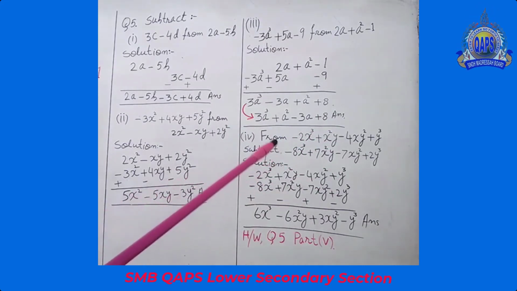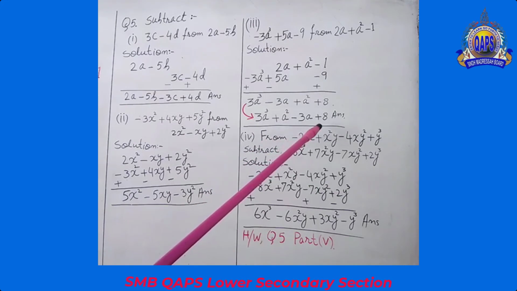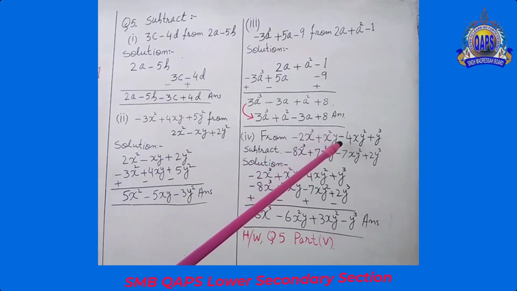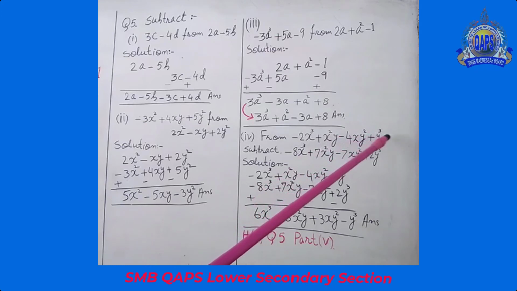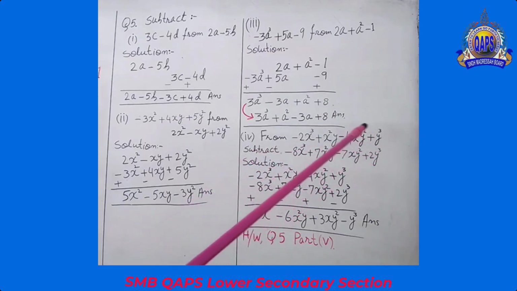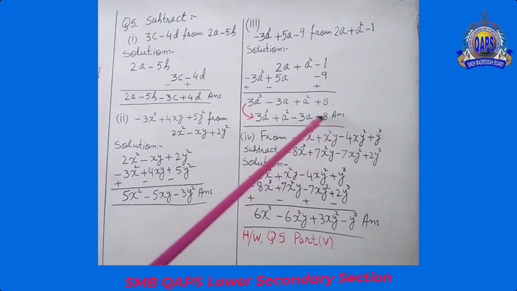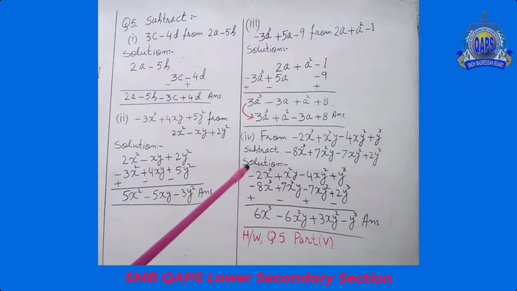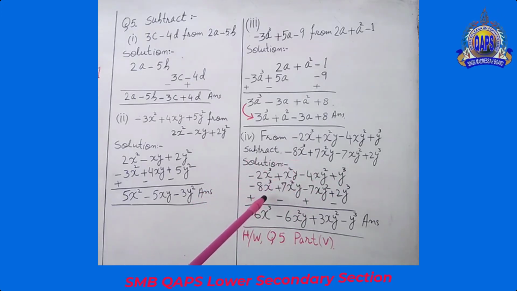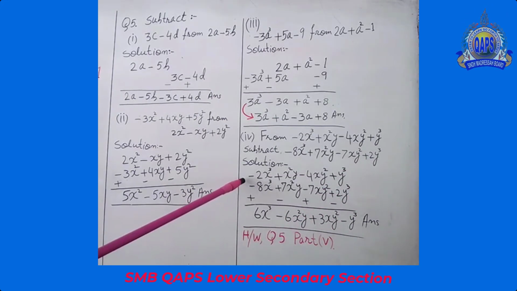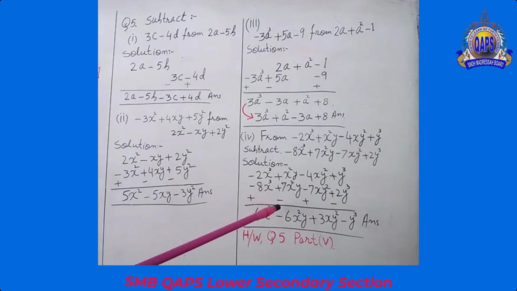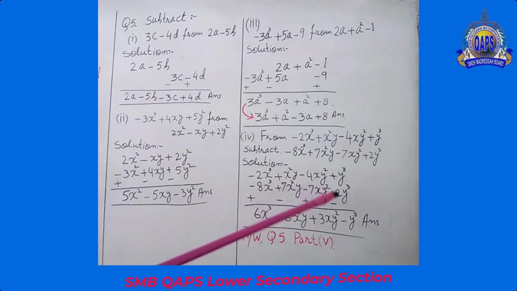Question number 4. From minus 2x3 plus x2y minus 4xy square plus y3. From, that's why you will have to write this thing first. Write it first. I wrote it over here. Solution: minus 8x cube plus 7x2y minus 7x2 plus 2y3. Change the sign. This minus will be plus, plus will be minus, minus will be plus, plus will be minus.